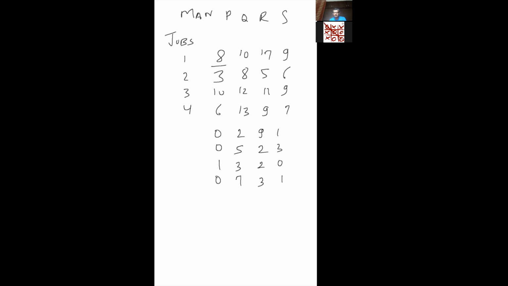Now the same thing happens in the column reduction. Again, for each column, we'll look at the minimum number that is there and subtract that number from each element of that column. So in the first column, 0 is the minimum number, so there won't be any change. It will remain the same.